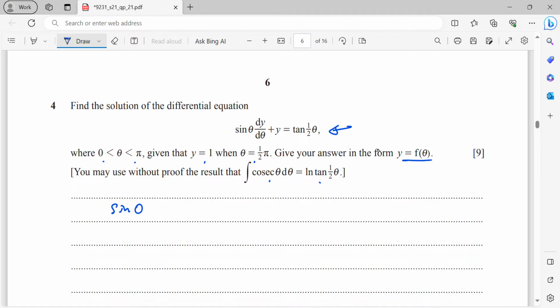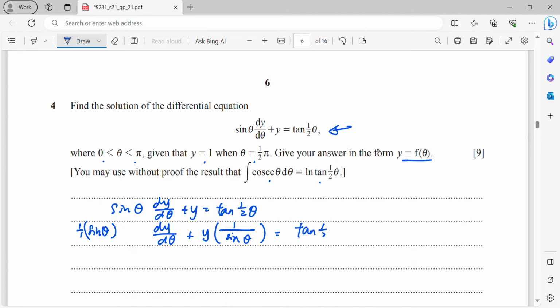Since this is a first order differential equation, to solve it we need to apply the integrating factor. For the integrating factor, make sure the coefficient of dy d theta is 1. Therefore, I have to divide the whole equation by sine theta. So now I will be getting dy over d theta plus y divided by sine theta. Instead of writing divided by sine theta, I will write times 1 over sine theta, which equals tangent half theta divided by sine theta on the right side. Let this be the first equation.